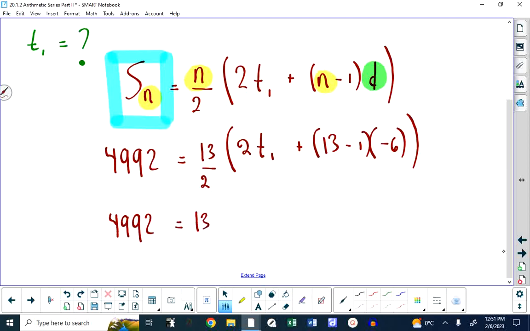Now, I know that some of you will want to divide 13 by 2, and that's fine. You certainly can, and I'll talk about doing it that way later. But I'm not going to. I want to stick with fractions. I end up with 2T1 minus 72.